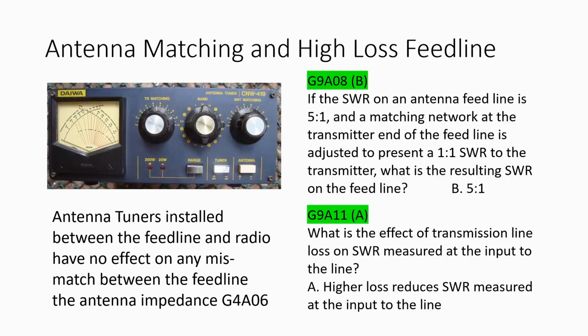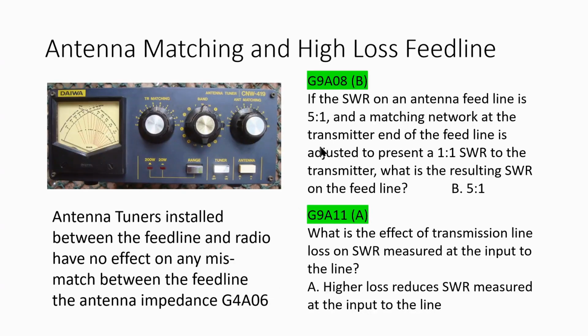Antenna matching. In this example, an antenna tuner between the feed line and the radio will have no effect on any mismatch between the feed line and the antenna impedance. You need to remember that. It's also a test question from one of the other sections.